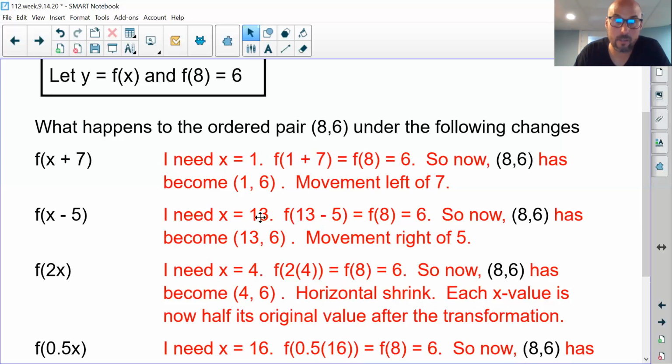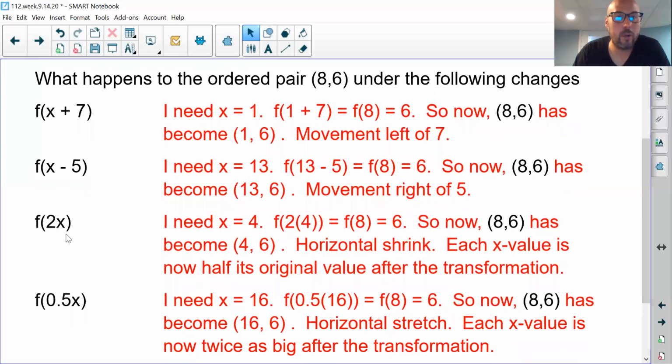Remember, my x value was 13, and the result was 6. So that was a movement to the right 5. So x plus 7 inside the grouping symbols moves it to the left 7, and x minus 5 inside the grouping symbol moves it to the right 5.